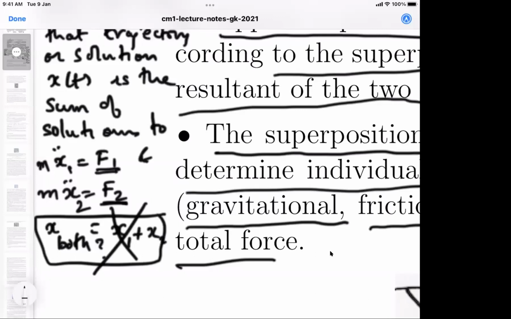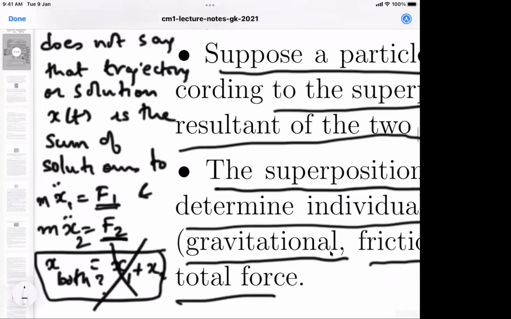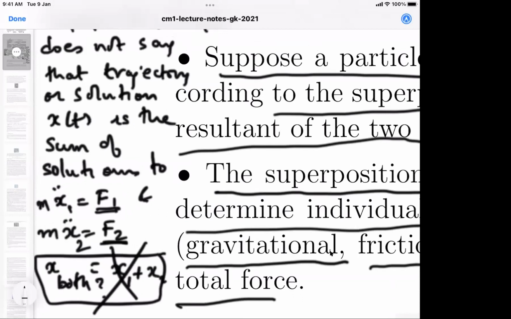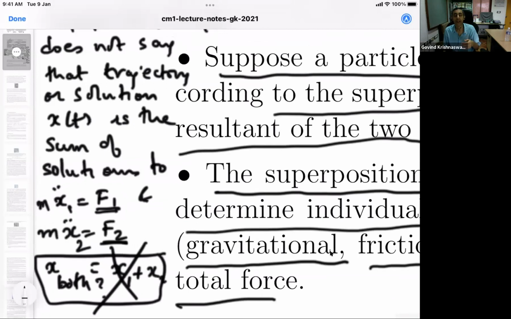Yes, sir. And sir, one more thing. This principle of linear superposition, is this the reason why we can consider force as a vector? Let me be clear: it is linear superposition of forces, not of solutions. Yes, sir. Linear superposition of forces. Is this the reason why we can consider force as a vector? So I think we need to.